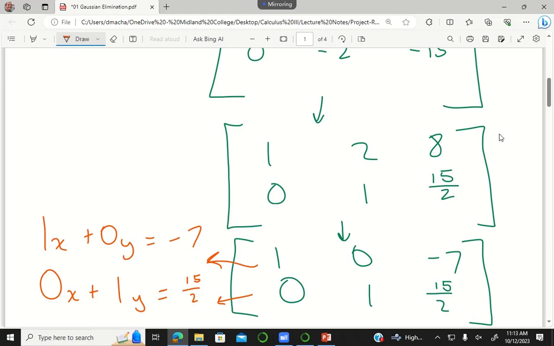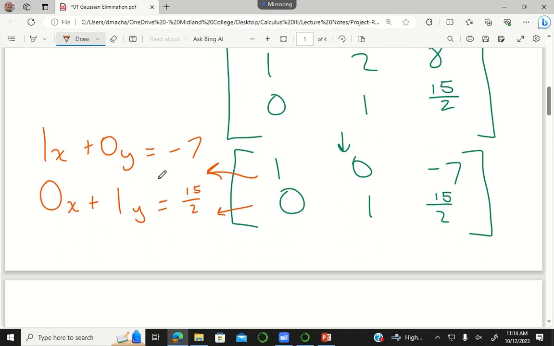So we did exactly the same thing we did before, but we're just saving time by not writing the variables and not writing the plus signs and not writing the equal signs. And so we call this Gaussian elimination. It's also called row reduction. Like if you're looking on Khan Academy, they might call it row reduction. I don't remember what it is called in Khan Academy.